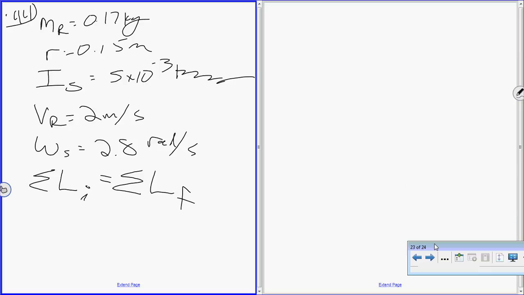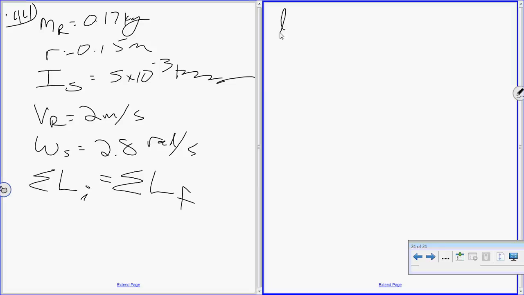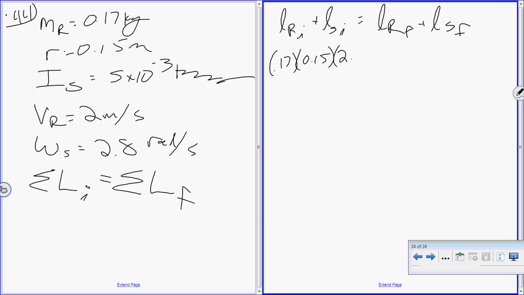So this means that we want the angular momentum of the roach initially plus the angular momentum of the Susan initially to equal the angular momentum of the roach final plus the angular momentum of the Susan final. This looks to me like it's going to be the mass of the cockroach times the radius. Where's he walking? He's walking around the rim. So 0.15 is our radius, and his velocity is 2 meters a second. So that's the angular momentum of the cockroach.